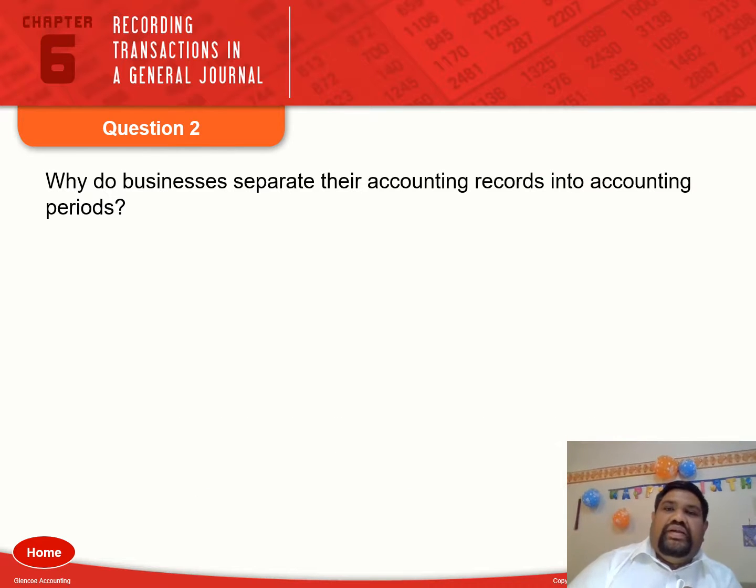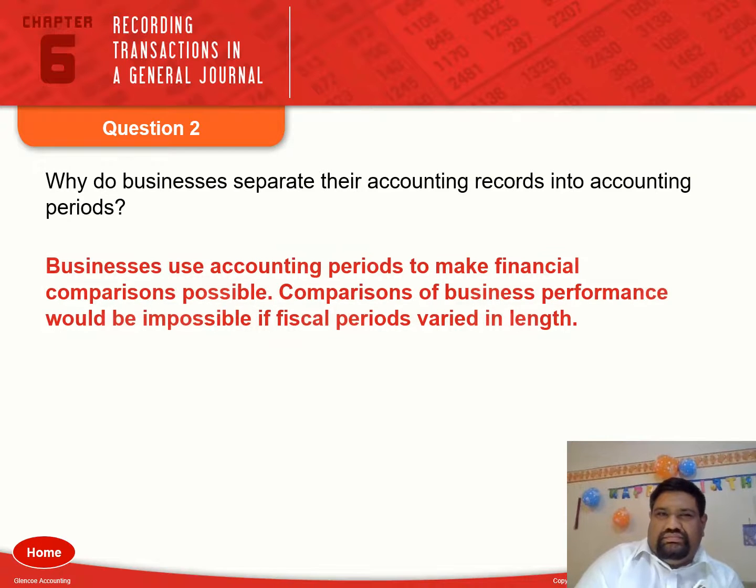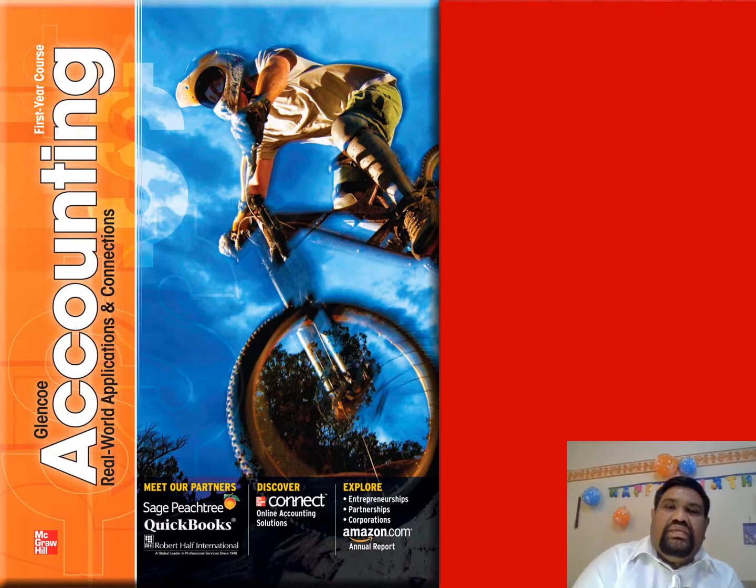Why do businesses separate their accounting records into accounting periods? Businesses use accounting periods to make financial comparisons possible. Comparisons of business performance would be impossible if fiscal periods varied in length, like 15 months or 18 months, very difficult. In other words, almost all countries say that it is mandatory to have the same fiscal year for businesses in a particular country.